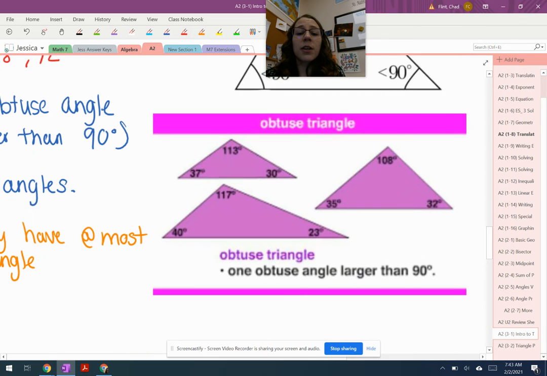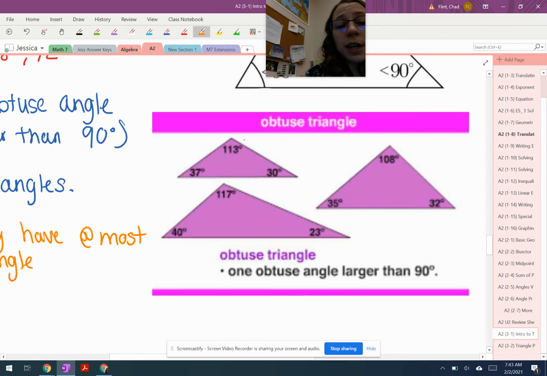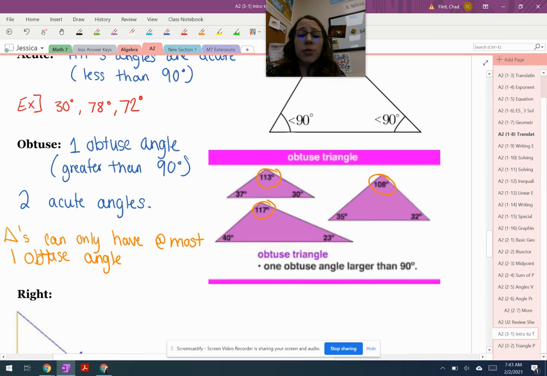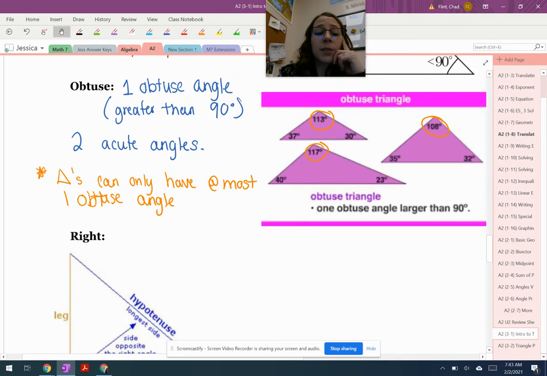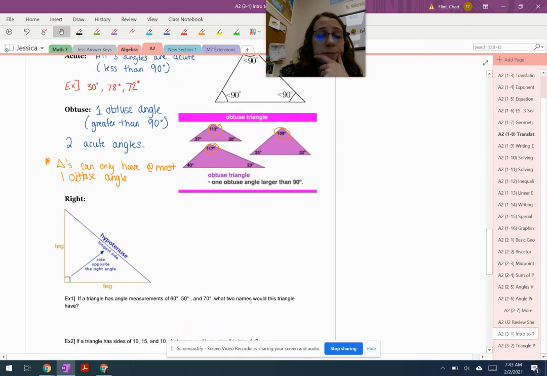So you can see some of our examples here. We've got 37 and 30. Both of those are acute. There's the obtuse. I'll circle the obtuse angle on each one. The 117, and the other two are below, the 108. And if I added all of those numbers up, each three of them inside the triangle, you'd find that they all equal 180. So only one obtuse angle for an obtuse triangle.